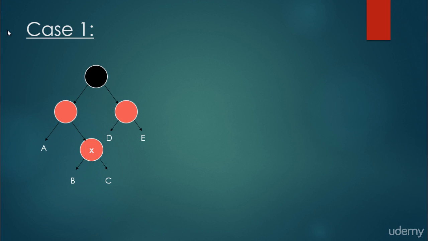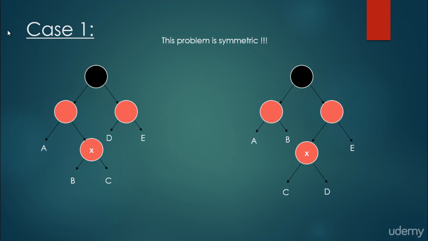We have 3 cases, and because of symmetry, we originally have 6 cases, but 3 of them are the same. So in case 1, we have the X node, and we have a black root node. The root node has a left red child and a right red child, and the left red child has a right red child. This is the X. And of course we have the subtrees A, B, C, D, and E.